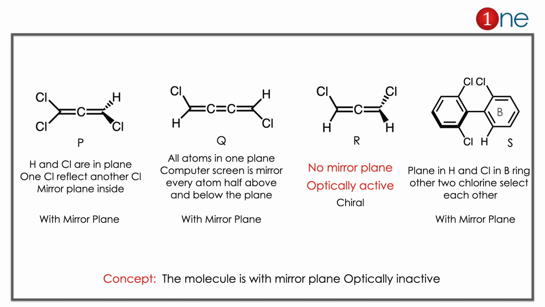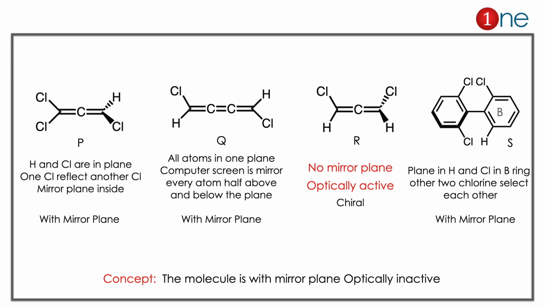plane inside. If you look at the Q, the molecule has 3 cumulative dienes, so the molecule will definitely be planar. So every atom is in the plane, the plane is the computer screen, every atom is bisected in half, so it is not a chiral molecule. If you look at the S, the molecule has an axis and you have chlorine there, both are chlorine, so you can draw a mirror plane from hydrogen through chlorine. It is like P, but S is with a phenyl group.